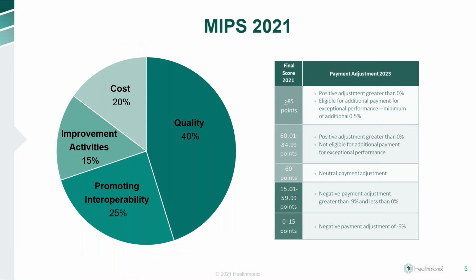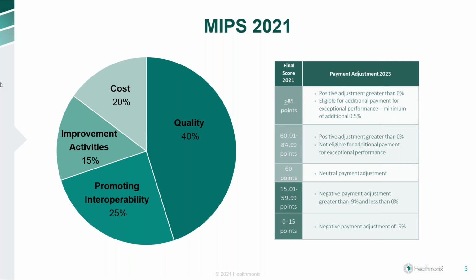As a review for the MIPS section, here is the split-up of MIPS. We have cost, quality, improvement activities, and promoting interoperability, and that's how the split is for 2021. That changes next year as cost moves up to 30% and quality drops down to 30%. Based upon your specialty and what type of patients you see, you may be exempt from certain categories. And this year, if you're exempt from any of promoting interoperability, improvement activities, or cost, all of that will be re-rated towards quality.